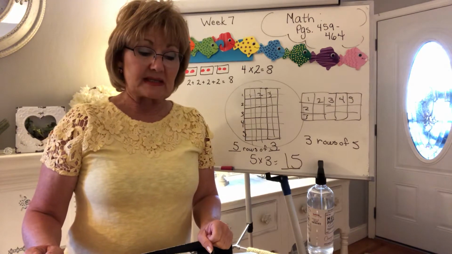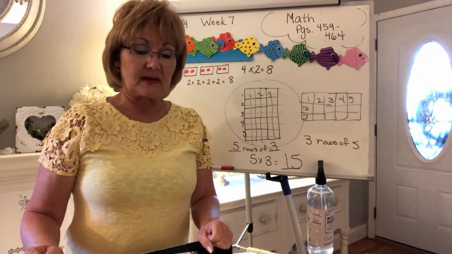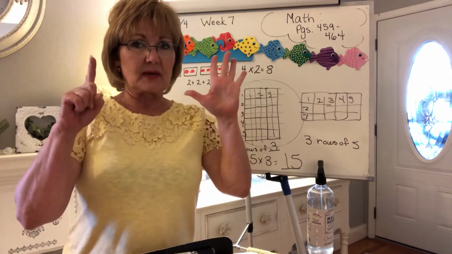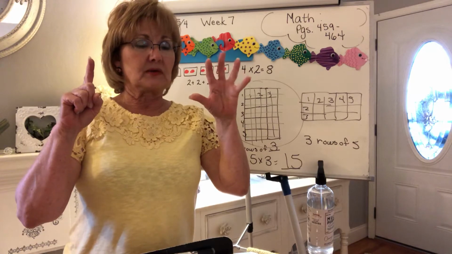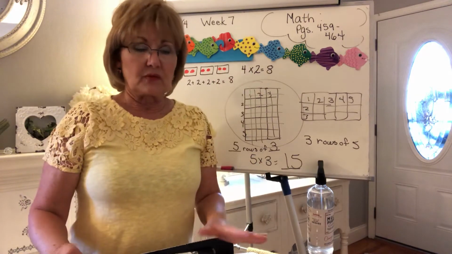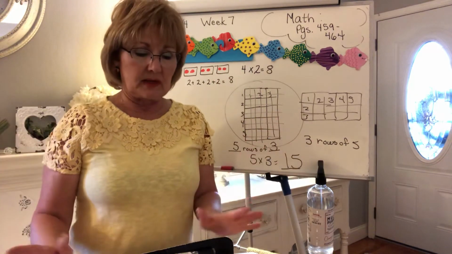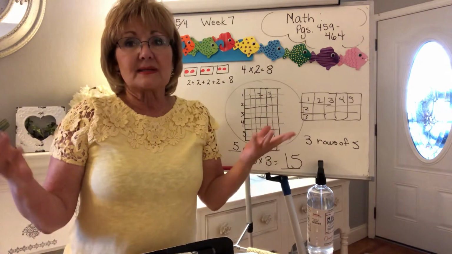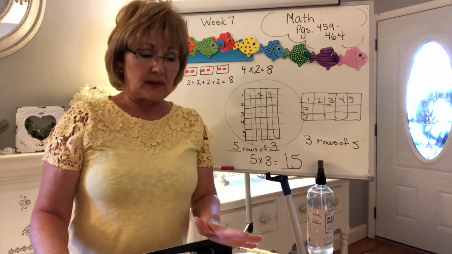5 6s or 6 5s. It's easier to count 6 5s, right? 5, 10, 15, 20, 25, 30. 10 4s, it's a 4 with a 0 at the end. 9 10s, same thing, a 9 with a 0 at the end.